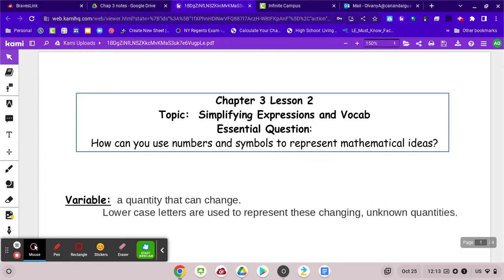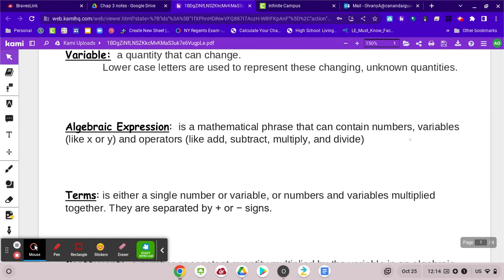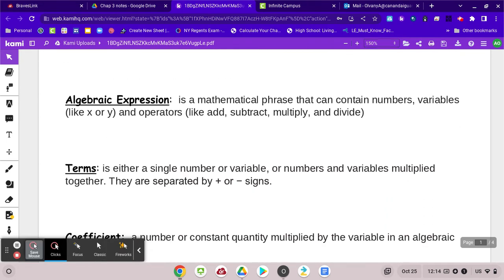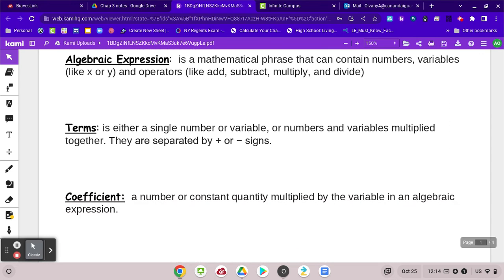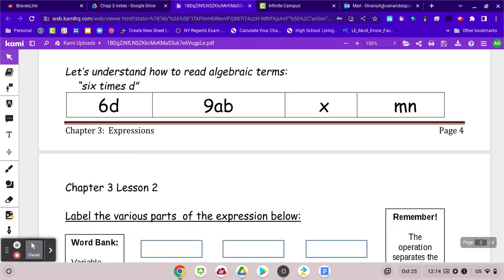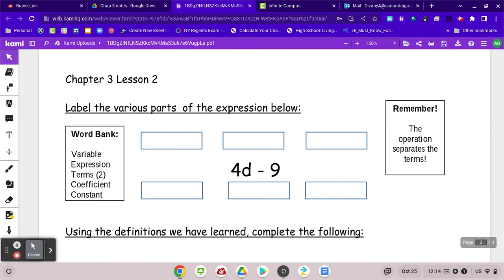This is the second part of lesson 2. We already discussed the terms here, some of our vocabulary. And we're going to go on to page 2, label the various parts of the expression. So we've got a word bank over here.